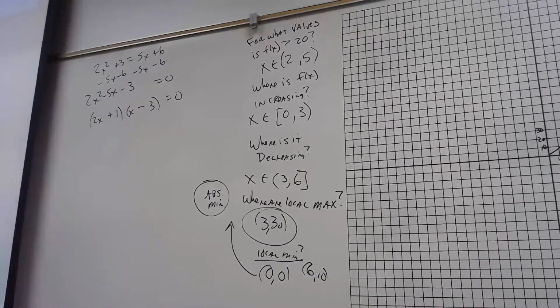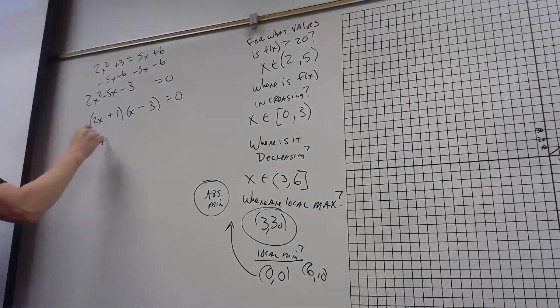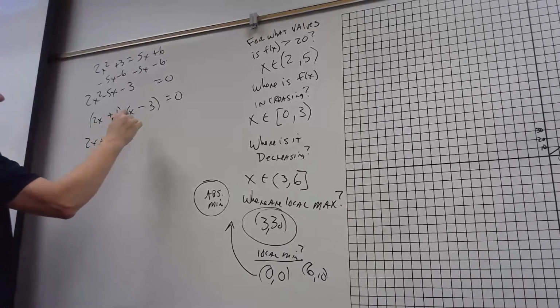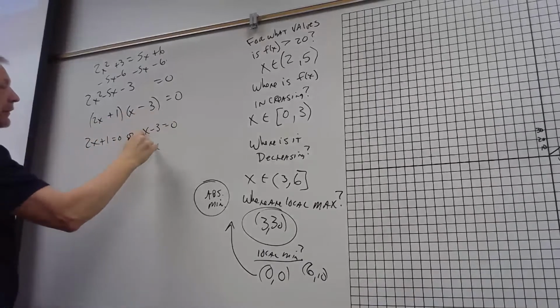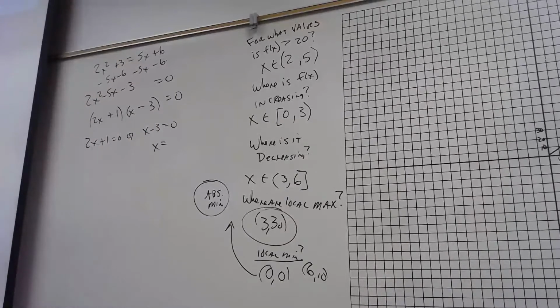So we can solve this: 2x plus 1 equals 0 or x minus 3 equals 0. So therefore x equals, we'll let you finish this off, Derek, make you a superstar.